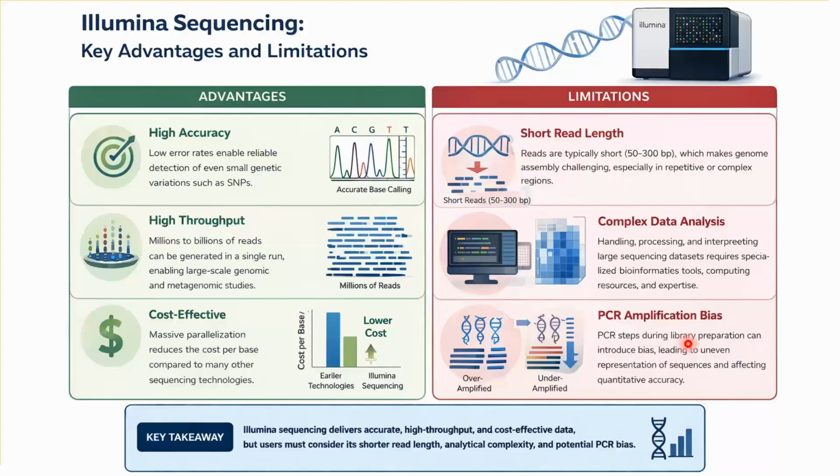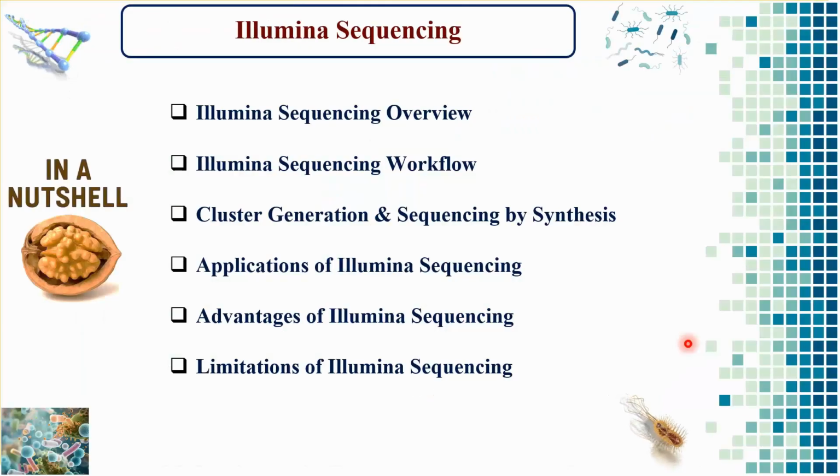So to summarize, Illumina sequencing by synthesis is a powerful and widely used technology. By combining library preparation, cluster generation, and real-time detection, it allows us to decode DNA with remarkable accuracy and scale. This technology has revolutionized genomics and plays a key role in modern microbiology, genomics, and bioinformatics. Today, we have learned about Illumina sequencing in detail, including the complete workflow. So let's bring everything together.